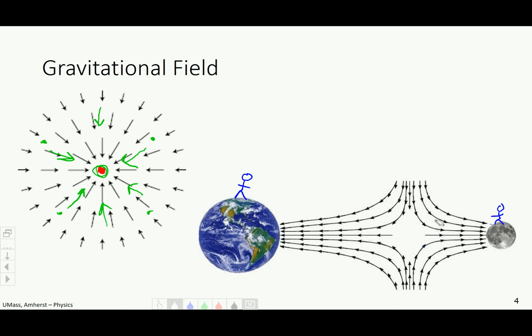But the interesting thing to notice is that we have these field lines coming in this way. So if you were to approach from somewhere out here, you would experience a gravitational attraction along this kind of path because you are being affected by both the Moon and the Earth at the same time.